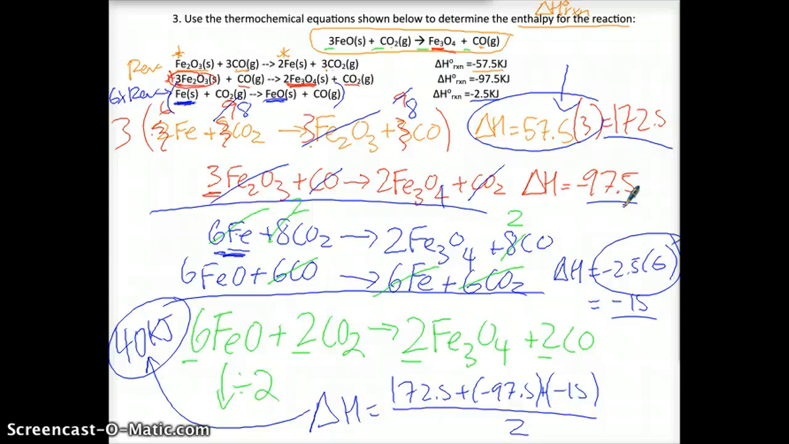If you reverse the reaction, make sure you make that a positive number. And I made a small mistake I'm realizing now. This was negative 2.5 and I reversed it. This needs to be positive 2.5, positive 15, positive 15. We all make mistakes. As long as we double check our work, life will be good.